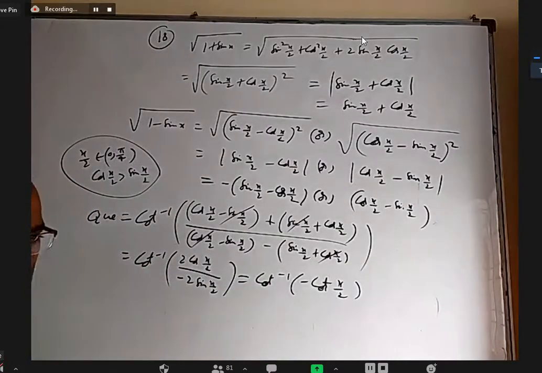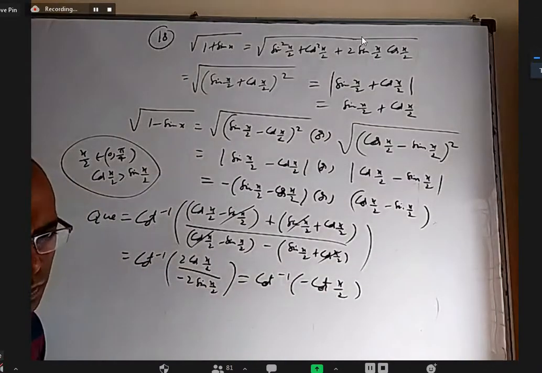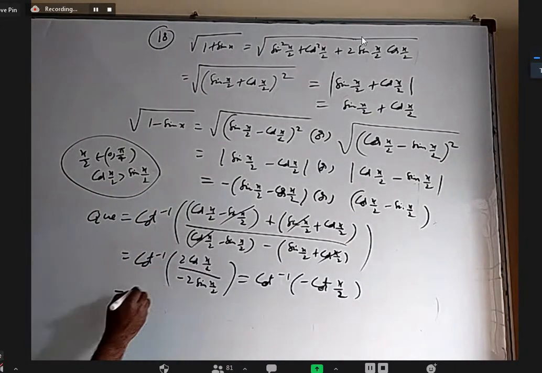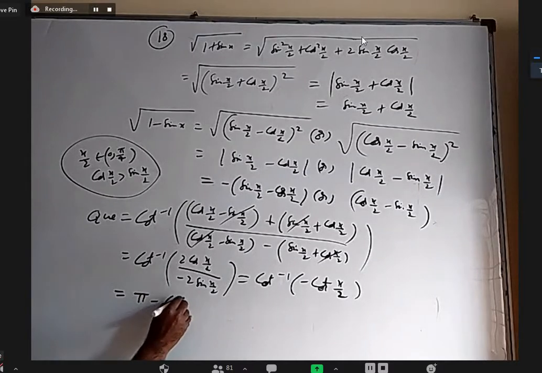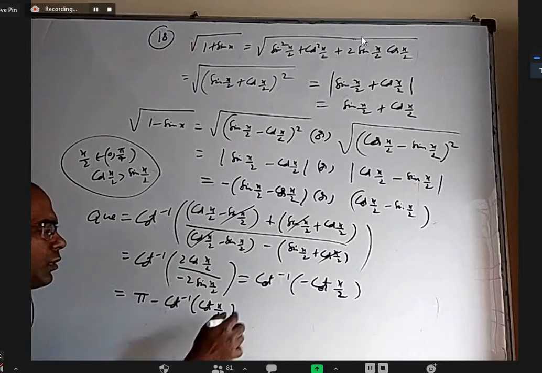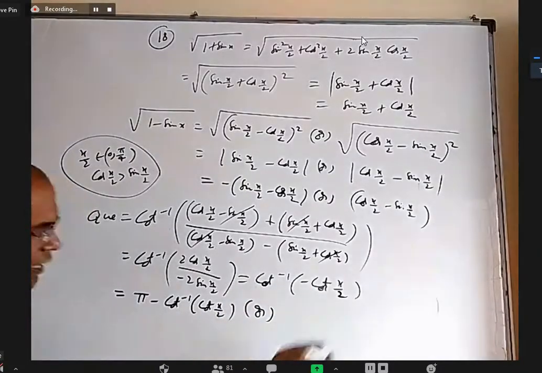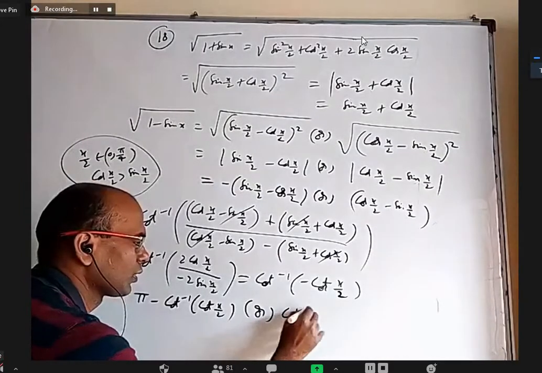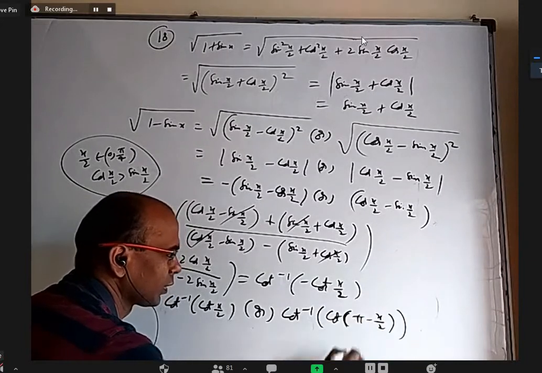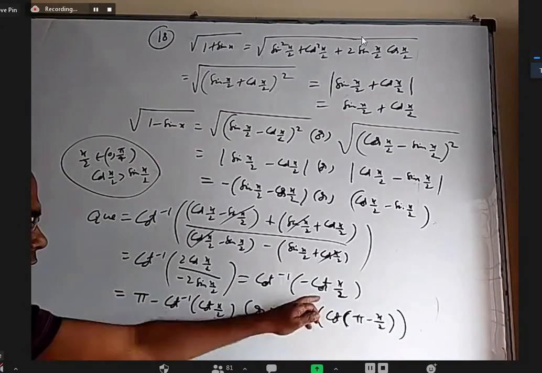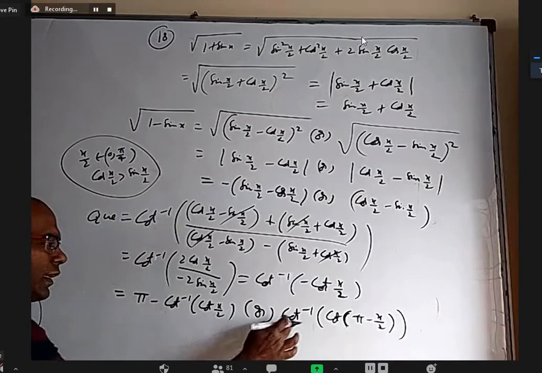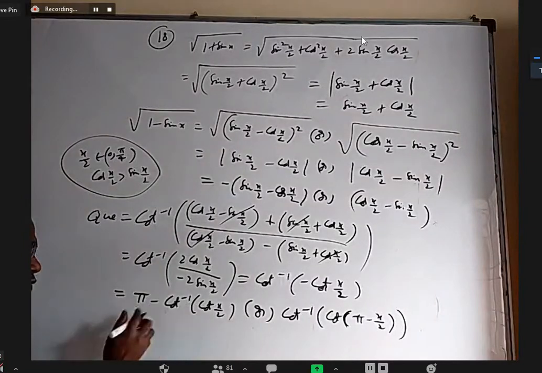Okay. Cot inverse of minus x, we have the formula pi minus cot inverse x. So you can write this as pi minus cot inverse of cot x by 2, because cot inverse of minus x is pi minus cot inverse x. Or if you want to take the minus inside, you can also write cot inverse of cot of pi minus x by 2. Cot of 180 minus theta is minus cot theta, that way, ultimately same. Cancel these two, pi minus x by 2.